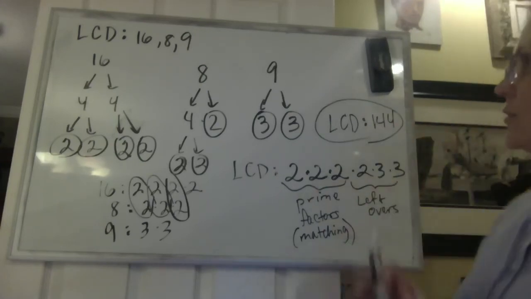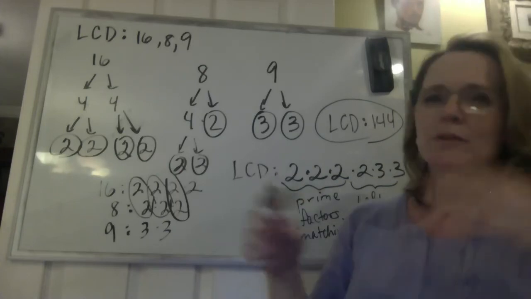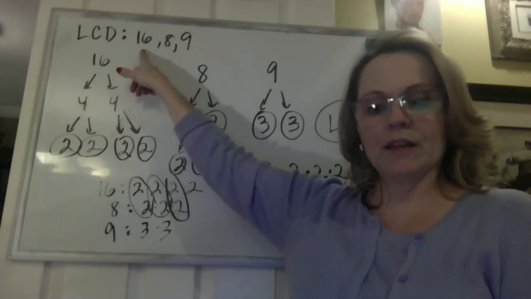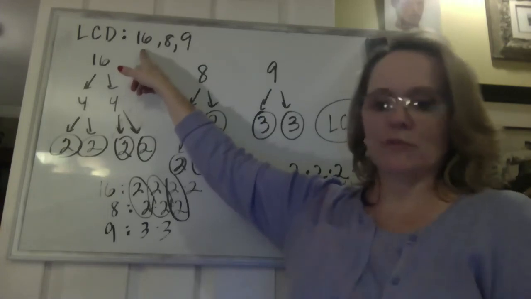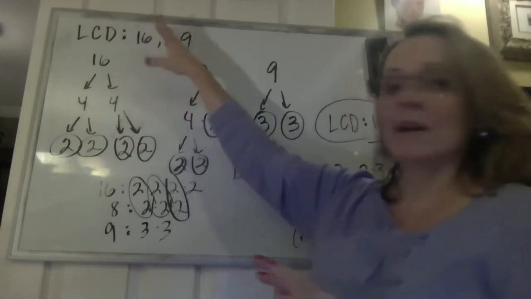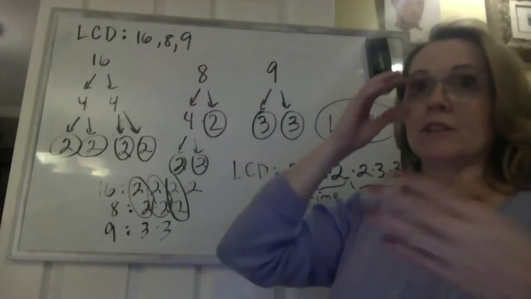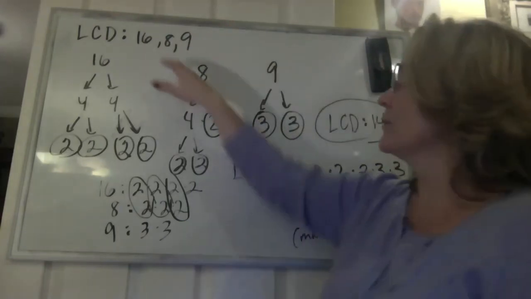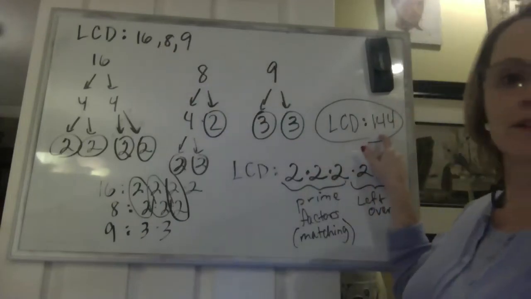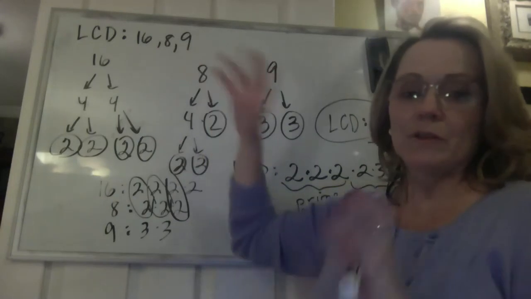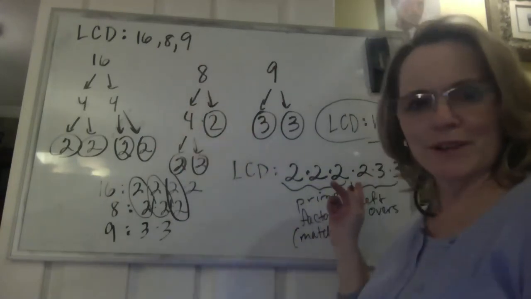The other way you could do this is, I mean, more like sort of brute force. You could take the biggest number, 16, and just start listing multiples of that. So I'd go 16, 32, 48, 64. Start comparing those numbers, those multiples, with the 8 and the 9. Remember, if it's a good multiple for all 3, you'll be able to divide your LCD by each of the given numbers to begin with. It's not going to happen when you're doing the listing method until you get all the way up to 144.